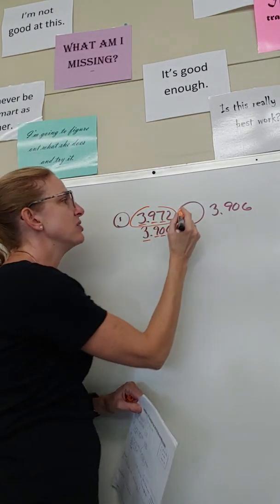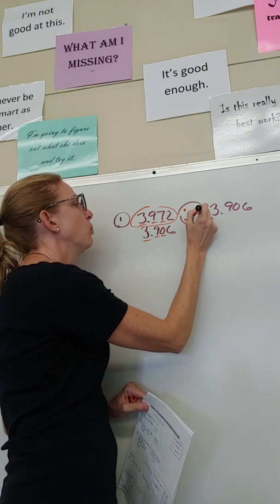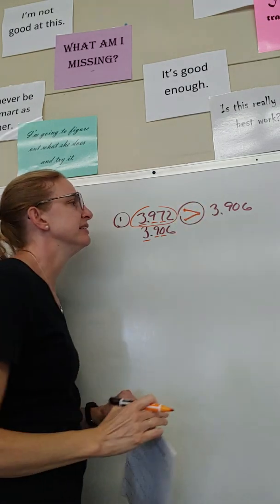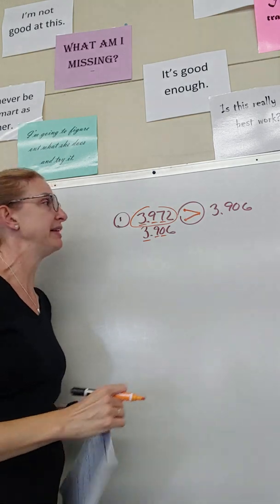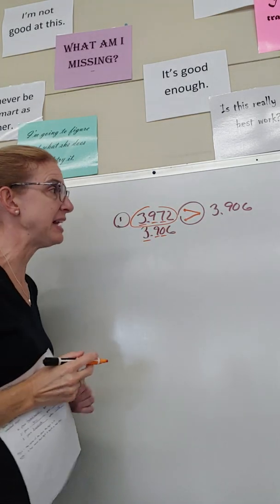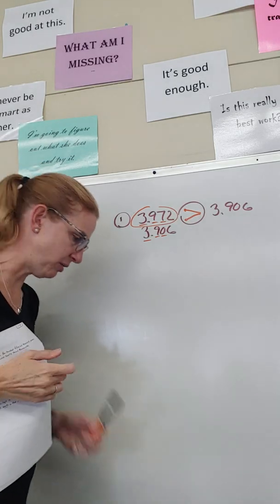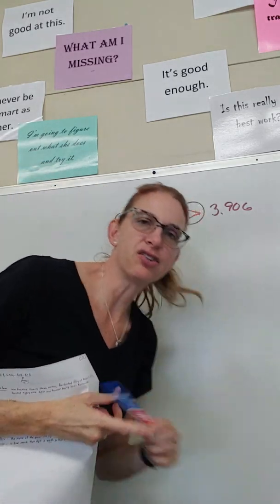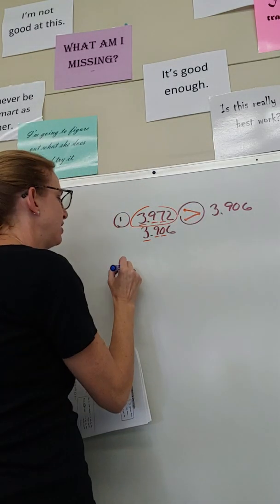So now I do my 2 dots by the larger number, 1 dot by the smaller number, and the answer to that problem is greater than. 3 and 972 thousandths is greater than 3 and 906 thousandths. Okay, let's try the next one, number 2 that you did on the You Try.